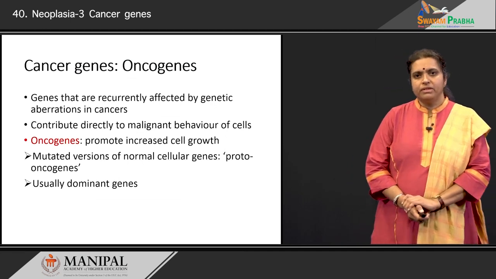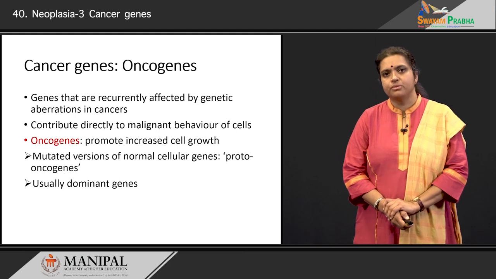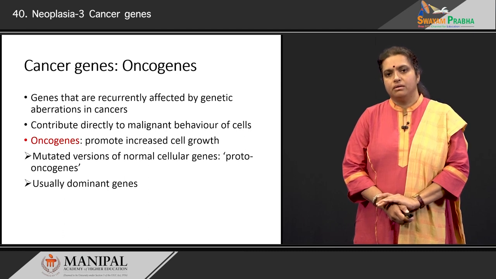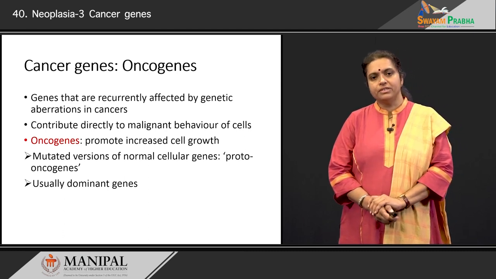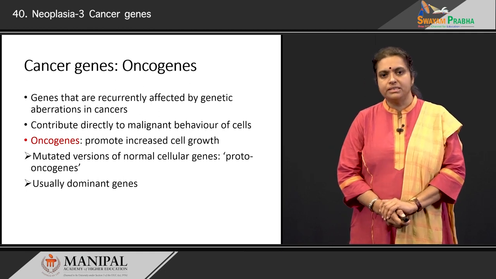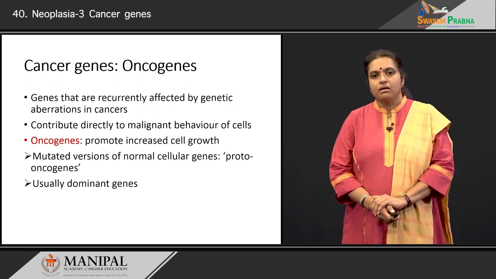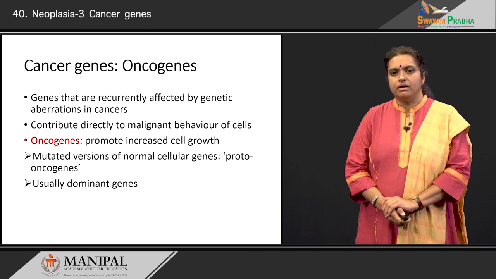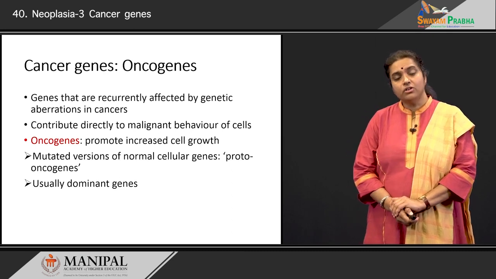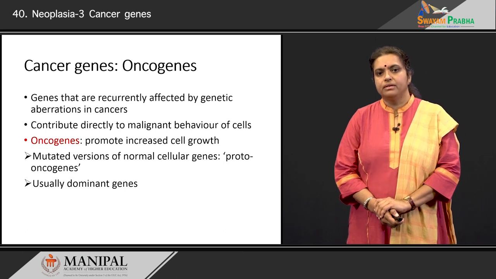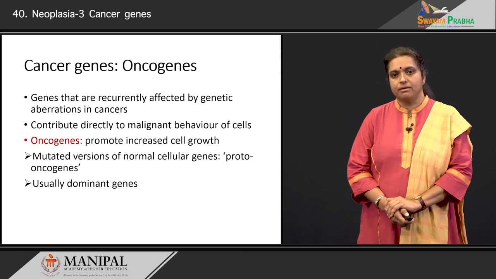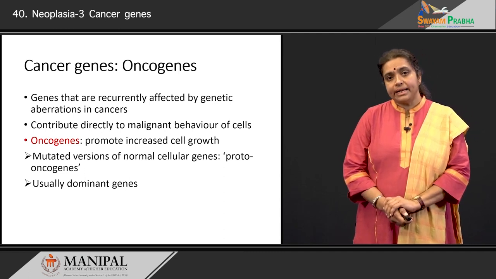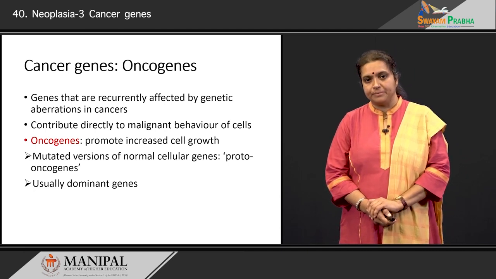Okay, we will set aside the inherited cancer syndromes for a while and talk about the normal carcinogenic or cancer driving genes. So, first we will come to the first class of these genes, the oncogenes. As I already mentioned, these are genes that are recurrently affected by genetic aberrations in cancers. Oncogenes are commonly affected in cancers, and that is why they are the main class of cancer causing genes. These contribute directly to the malignant behavior of cells.